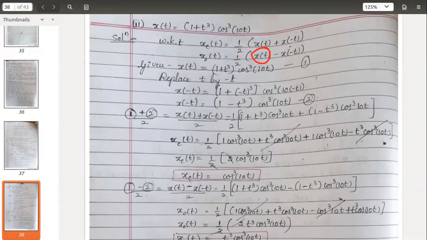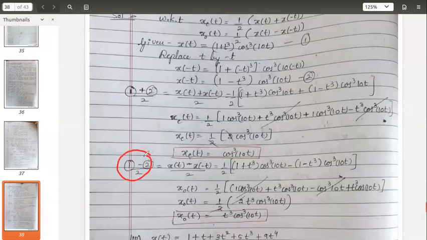Take equation 1, take equation 2, subtract, and halve the amplitude, that is, divide by 2. So we will do that. 1 minus 2 divided by 2 means the odd part. First equation minus second equation, divided by 2.